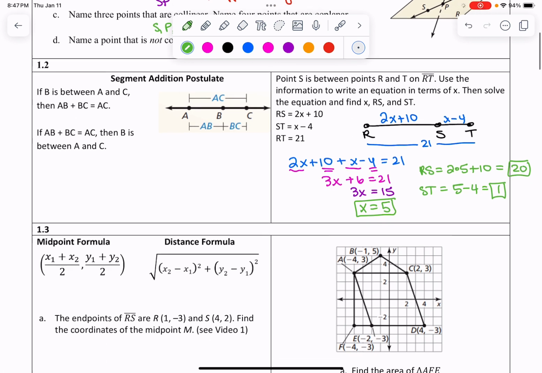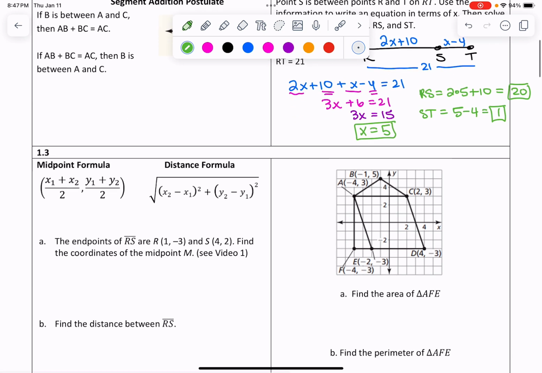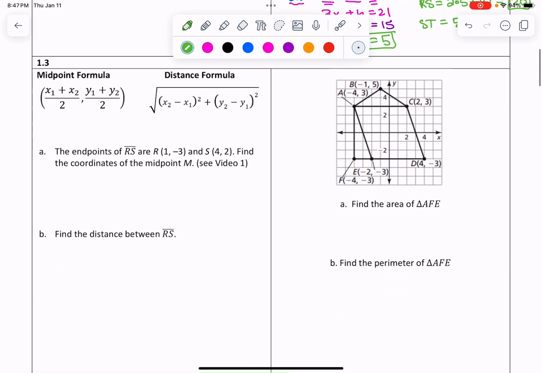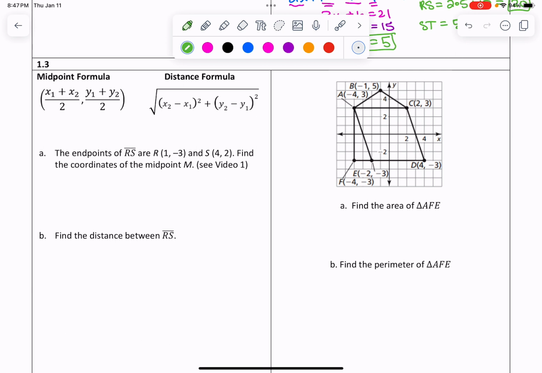In section 1-3, we looked at the midpoint formula and the distance formula. Our midpoint formula gives us the point in the middle, in between our 2 endpoints. The distance gives us our length. So let's go ahead and look at part A. We're given, let's go ahead and draw a little picture of this, R is at (1, -3). S is at (4, 2).